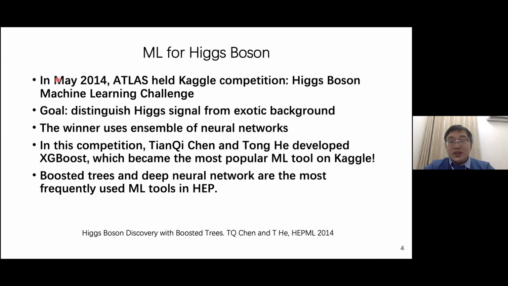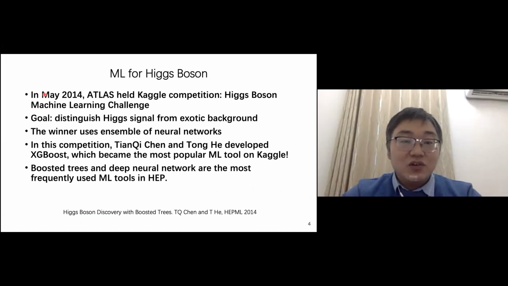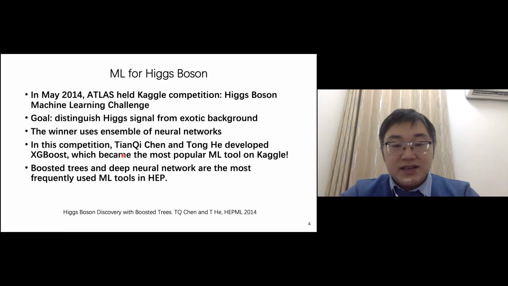In May 2014, ATLAS held a Kaggle competition. It's called the Higgs Boson Machine Learning Challenge. The goal is to distinguish Higgs signal from exotic background. The winner used an ensemble of neural networks. But in this competition, Tianqi Chen and Tong He developed XGBoost, which became the most popular machine learning tool on Kaggle. So nowadays, boosted decision trees and deep neural networks are the most frequently used machine learning tools in high-energy physics.